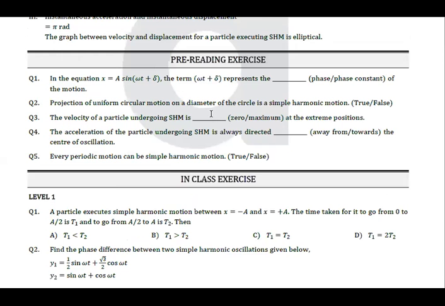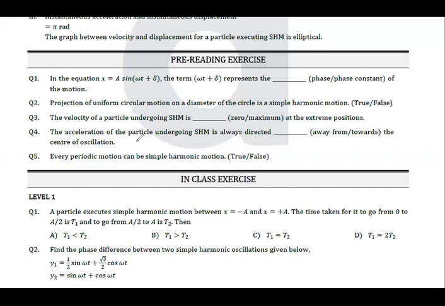Questions 1 to 5, easy. Question number 1: in the equation x equal to a sine omega t plus delta, the term omega t plus delta is the phase. Very good.